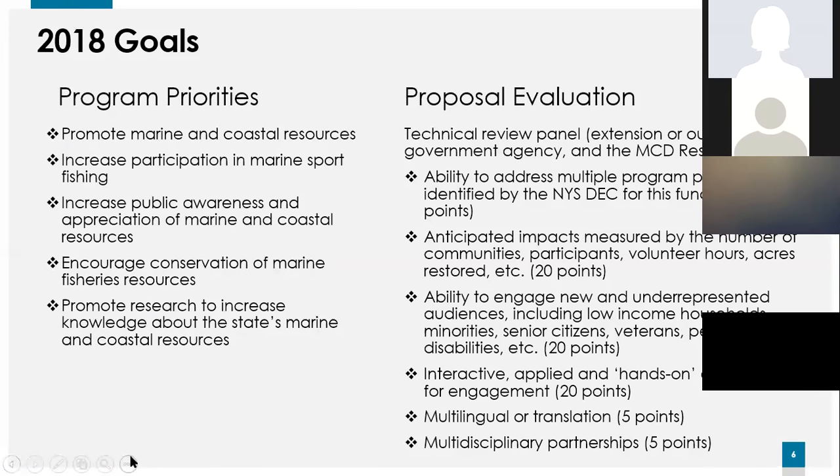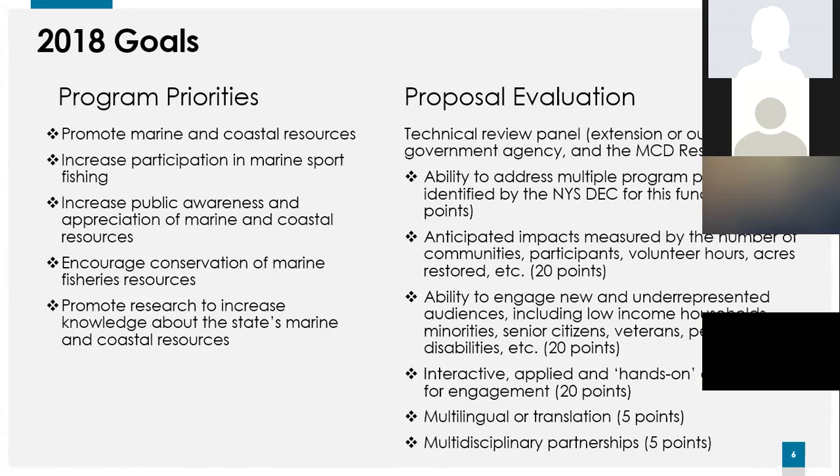Okay, the point system. So again, these are the criteria for evaluating the proposals, the applications. The first is the ability to address multiple program priorities identified by the DEC. These are the priorities that we mentioned here. I won't read them again in the interest of time. And that has a maximum of 30 points.